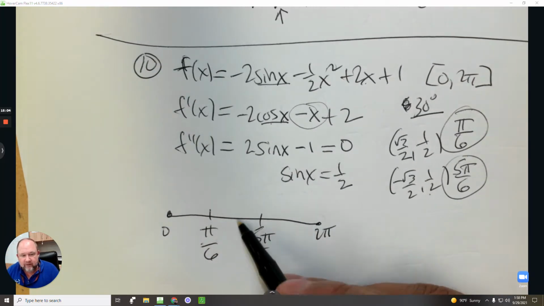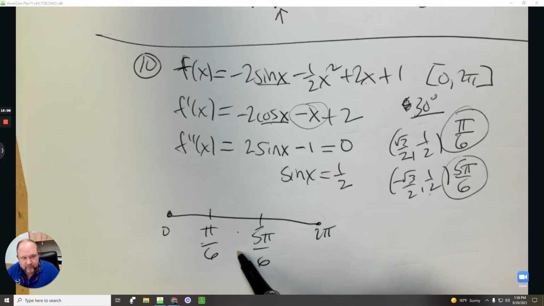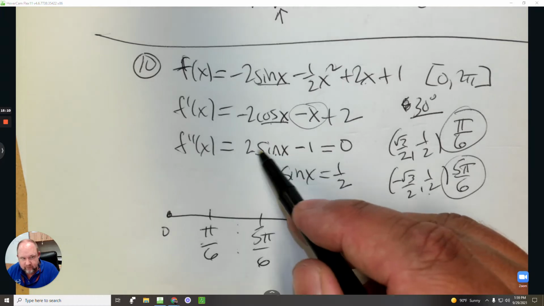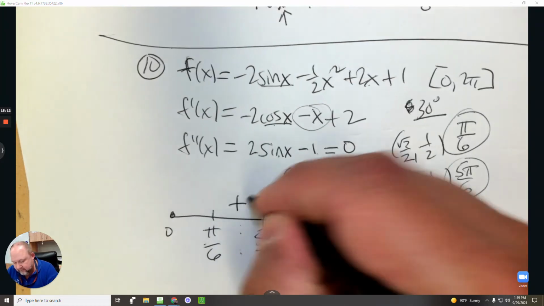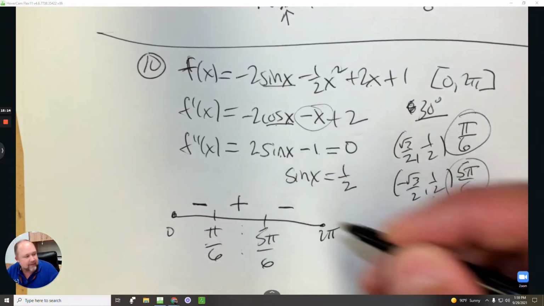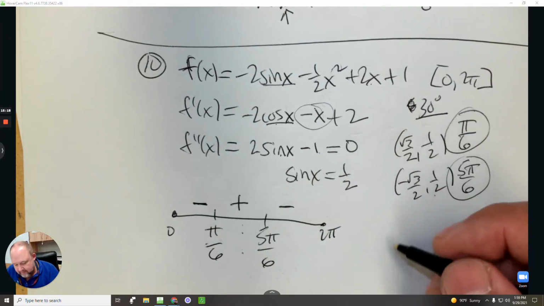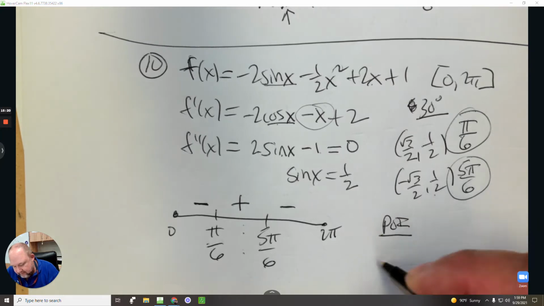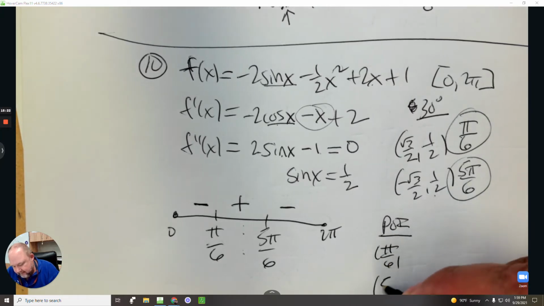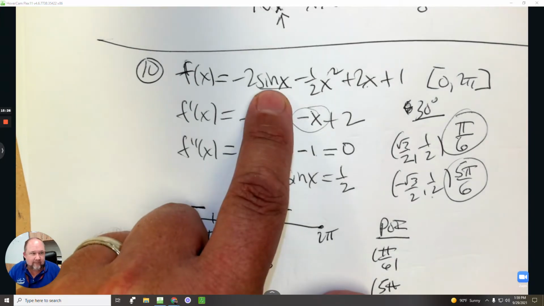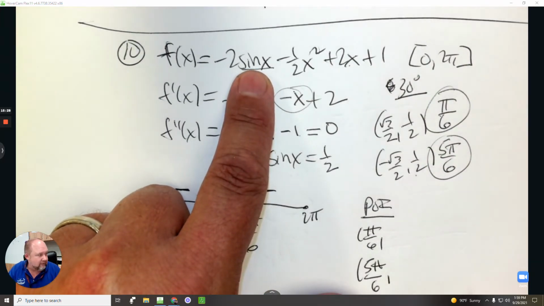So if I pick an angle here, like pi over 2, at pi over 2, sine is positive 1. So 2 take away 1, that would be a positive answer. The multiplicity makes those signs change. And then we have a point of inflection at pi over 6 and at 5 pi over 6. And then you would plug that into the function to get your answer.